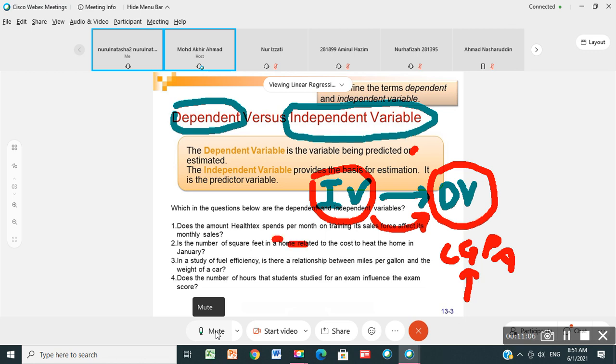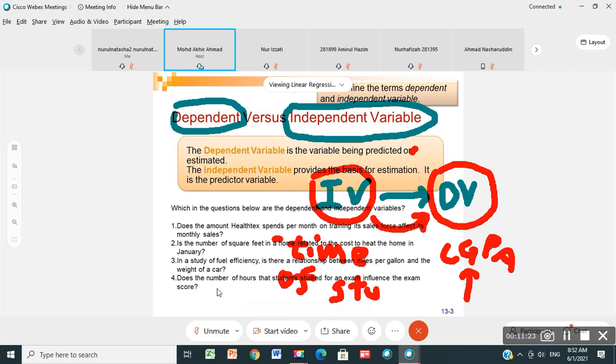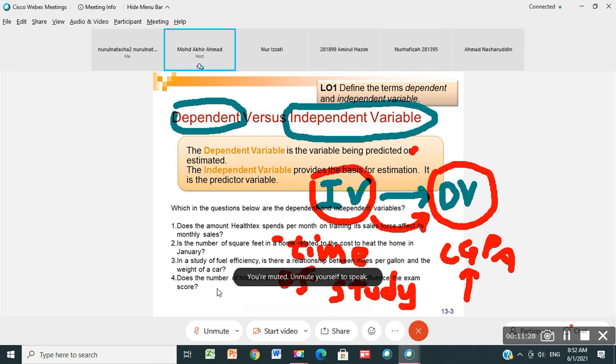So I wrote time of study, okay, one variable: time of study. Okay, thank you. That means here, when we want to improve our CGPA, what we need to do is increase our time of study. This one they call IV, because this item will contribute to improving the CGPA.